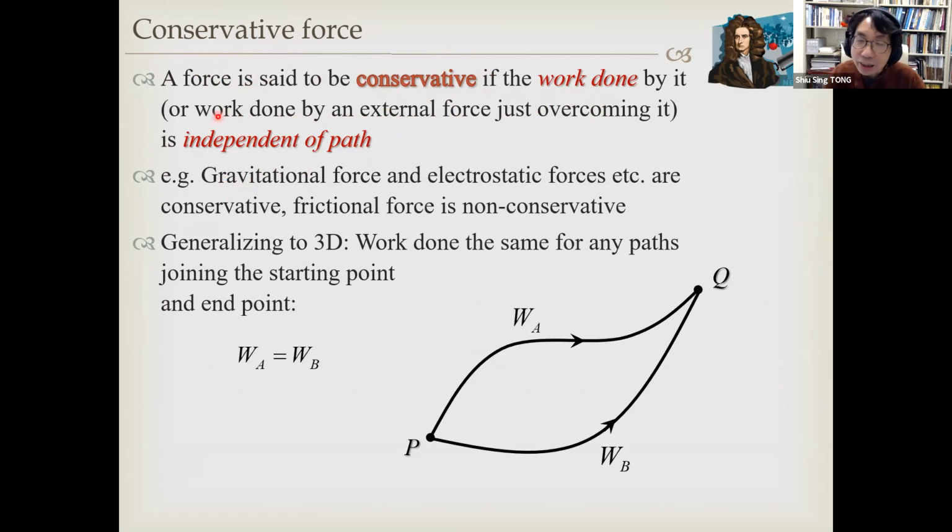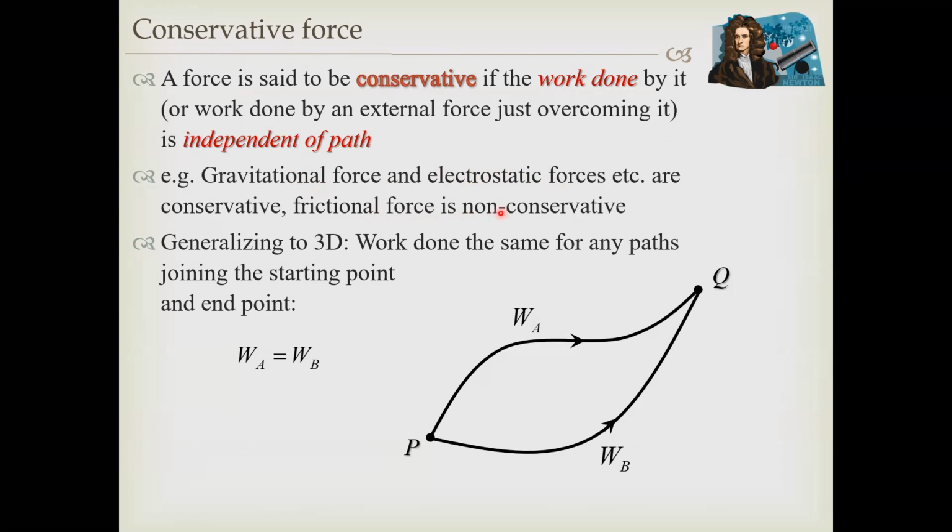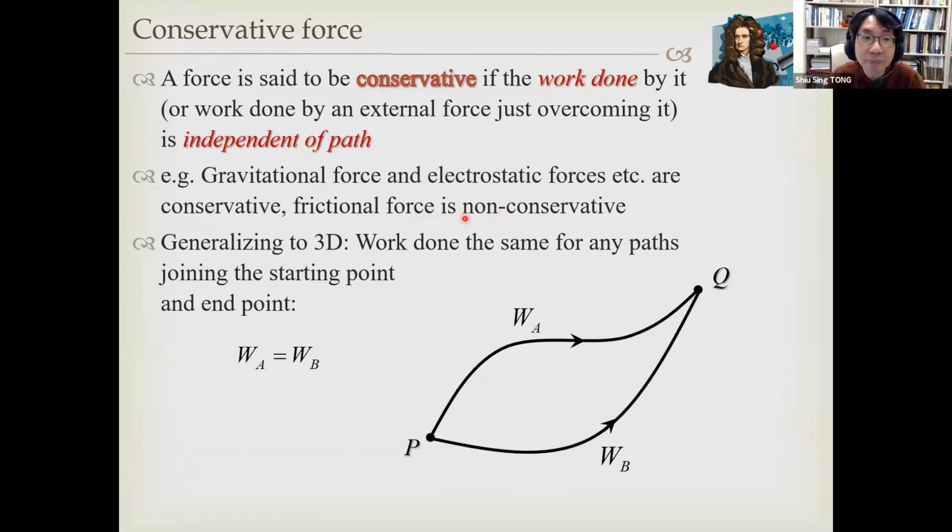Okay, and in our case, we see that the gravitational force, at least for an object close to the surface of the Earth, is conservative, right? Electrostatic force is also conservative. But dissipative forces, like frictional force and viscous force, are not conservative. The work done is path dependent, right?